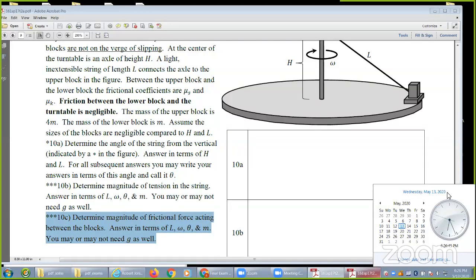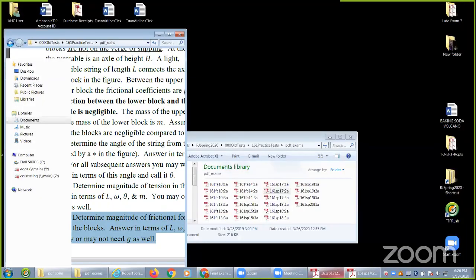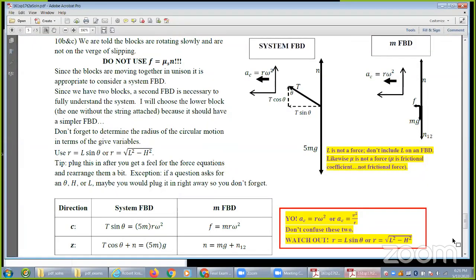All right, let's go ahead and see here. I'm just going to pop up the solution and we'll look at it, right? See if there's anything that doesn't make sense. So for the system, hopefully that makes sense. L is not a force. A lot of people include the length on there. I don't know why, but yeah. Mu is not a force either.